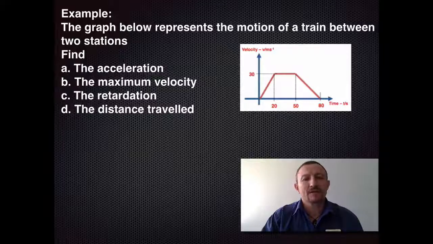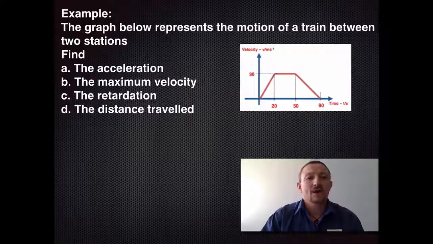We've got a graph similar to the one that we used below, but with a few more units on, of a train going between two stations. From this, we're going to find the acceleration, the maximum velocity, the retardation or the deceleration, and the distance traveled. Okay, pause the video now, see if you can solve it, and then come back and we'll run through the answers. So pause it now.